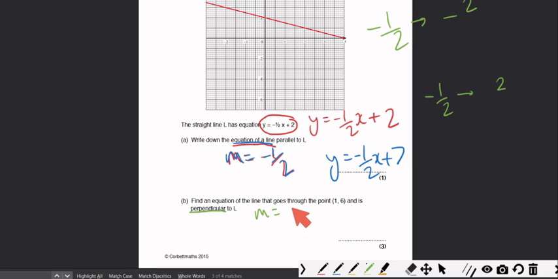So that's going to be 2 for the perpendicular situation. So we've got y is equal to 2x plus something. Where did that 2 come from? Right there.